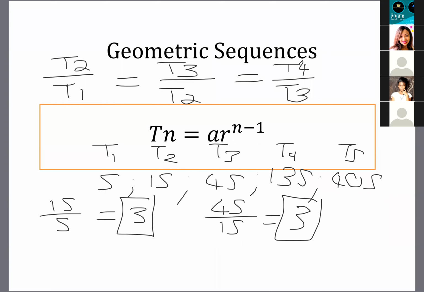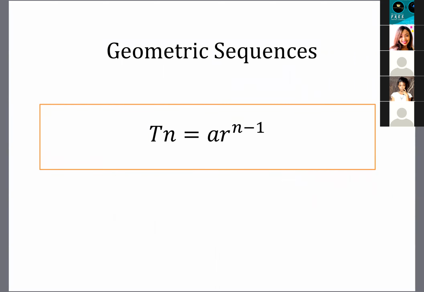Yes, ma'am. Okay, great. So with all these formulas, you're going to get them on your formula sheet. So just know which one applies to which. So this Tn equals A R to the n minus 1 is going to be on your formula sheet. So you know that your Tn is your general formula, right? And your A still is your first term. Your R is going to be your common ratio.